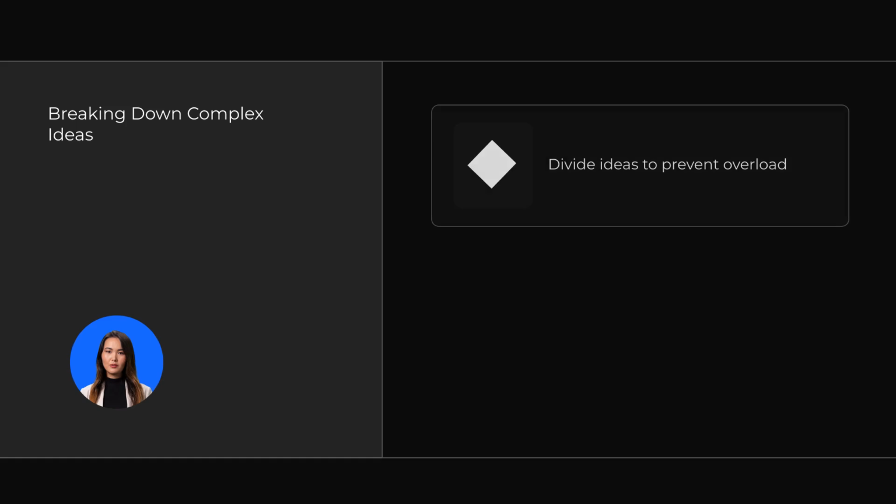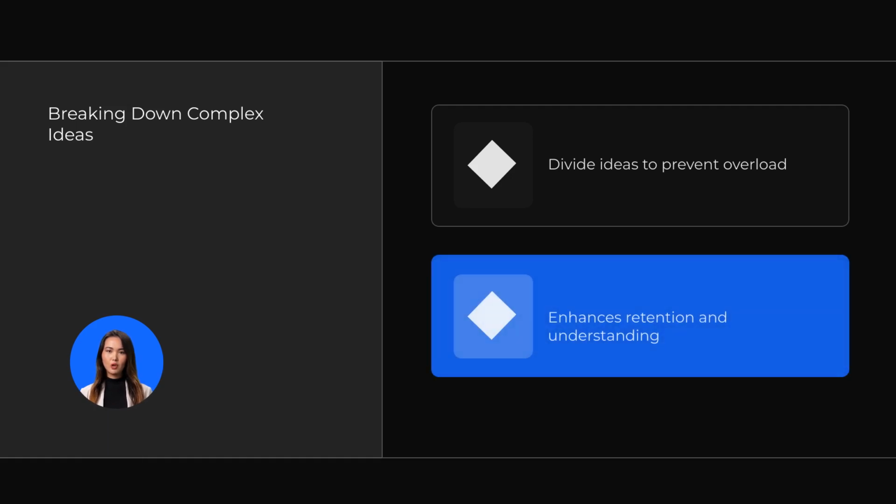Dividing complex ideas into smaller sections prevents information overload. Introduce one idea at a time to maintain clarity. For instance, in a lecture on computer algorithms, explain each algorithm's steps separately. This approach ensures students understand each component before connecting them. Breaking down information enhances retention and comprehension.